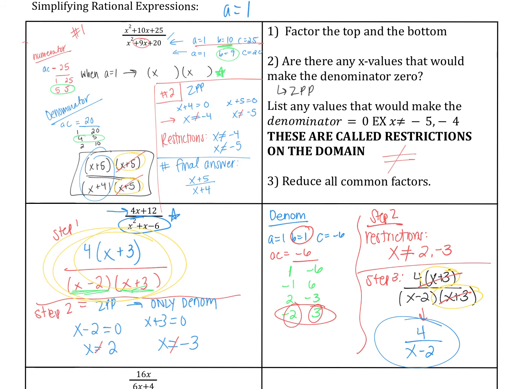So we have a couple different things we need to do here. We need to factor. We need to use zero product property. And we need to simplify our fraction. In this case, we also had to factor out a GCF. So these are all things that we've learned already that we need to make sure we know.